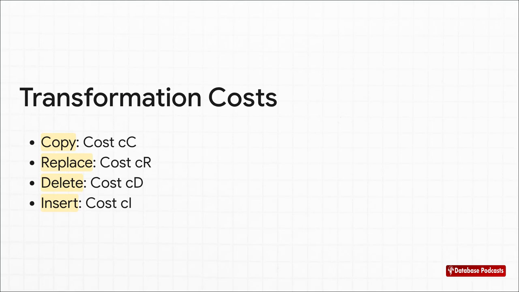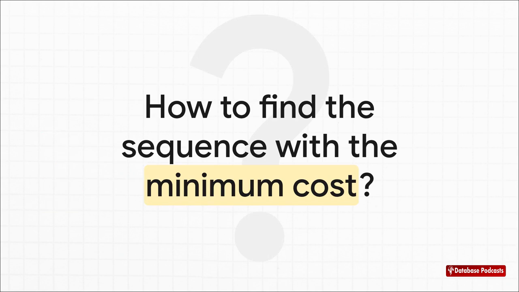You're only allowed to do 4 things. You can copy a character if it's the same, you can replace a character, you can delete one, or you can insert one. And each of those actions has a cost. The goal is to find the series of steps that has the lowest total cost. So how in the world do we find that cheapest possible transformation path?